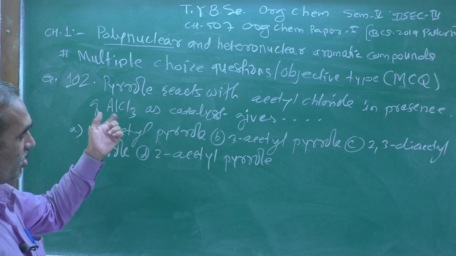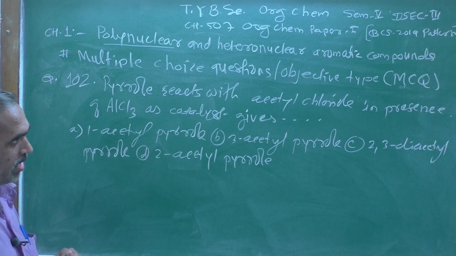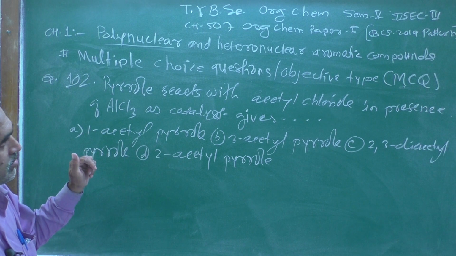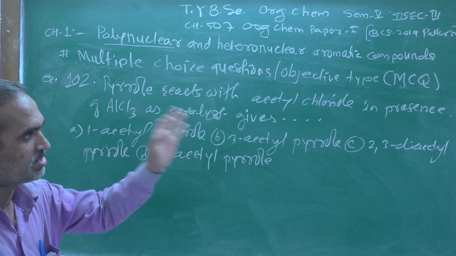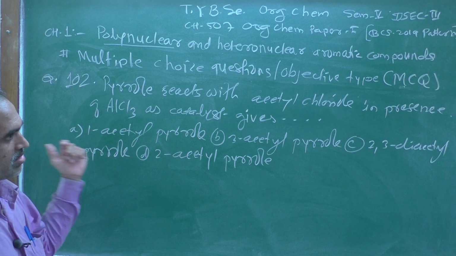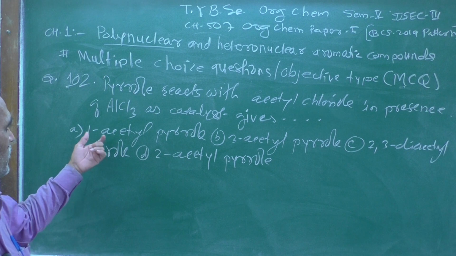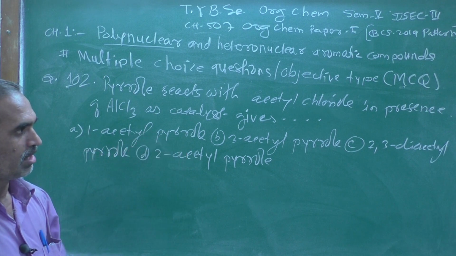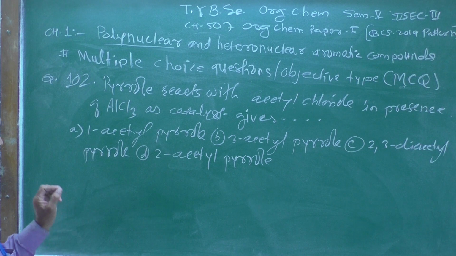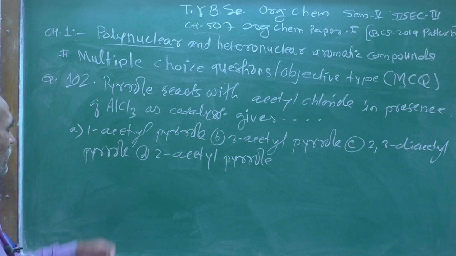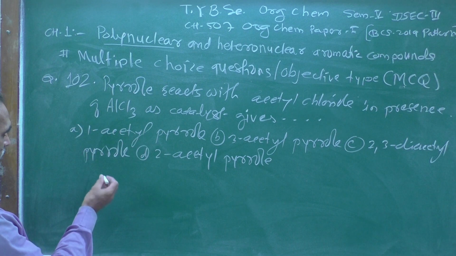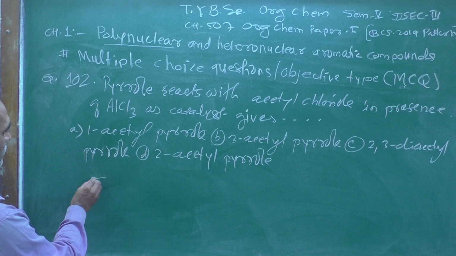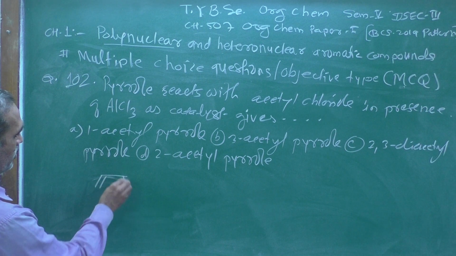Look here: pyrrole reacts with acetyl chloride in presence of AlCl3, aluminum chloride, as a catalyst, gives dash dash. The options given are 1-acetyl pyrrole, 3-acetyl pyrrole, 2,3-diacetyl pyrrole and 2-acetyl pyrrole. Let us see the structures of the options in the justification.